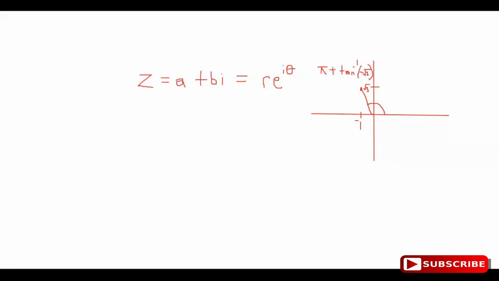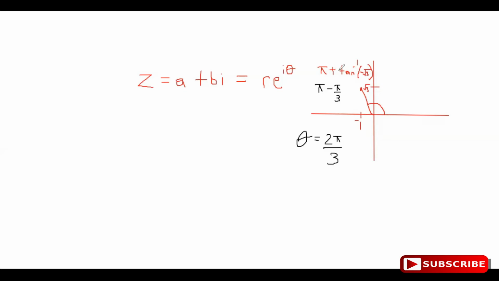Tan inverse of minus root 3 is minus 60. And so what we're getting now is pi plus minus 60. And minus 60 is really minus pi by 3. So it is pi minus pi by 3. And so therefore, theta is 2 pi by 3. So looking for the option that has 2 pi by 3.